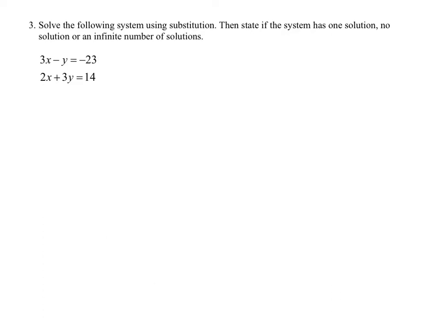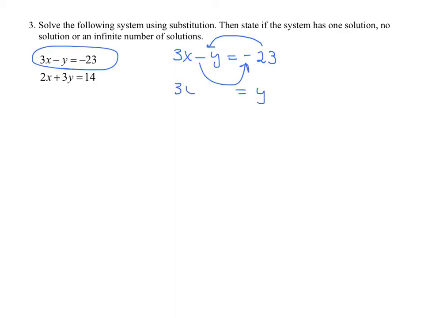Let's take a look at this one. Now this one, neither one of the variables is solved for, like y is equal to 7x plus 2 or whatever. So we have to do that first in order to use substitution. I'm going to use this one because I think it'll be easier because I just have a -y here. So I'm going to take that 3x minus y equals -23, bring the y over, and the negative 23 over to the other side. So y is going to equal 3x plus 23. Opposite signs moving. y is equal to 3x plus 23.